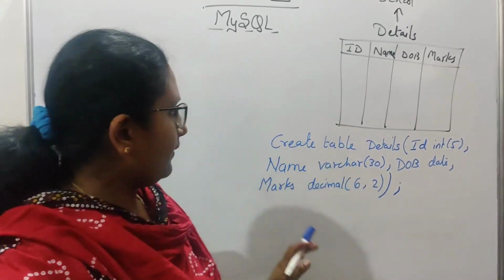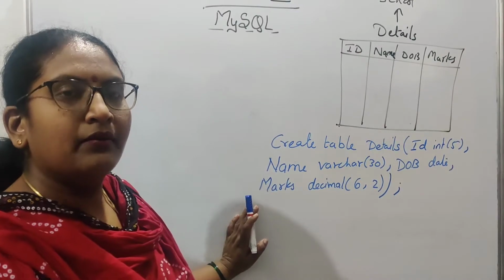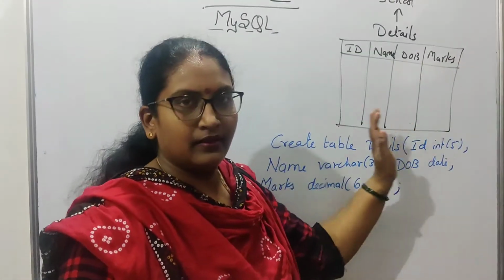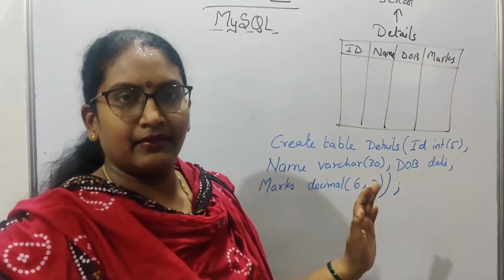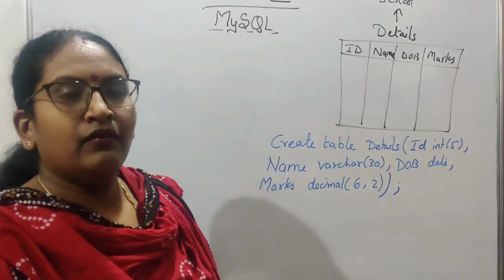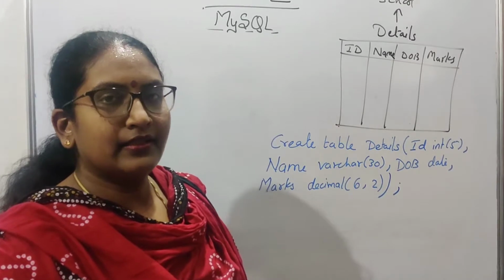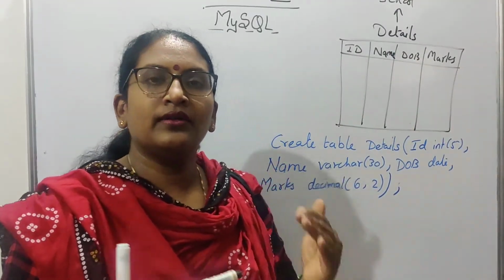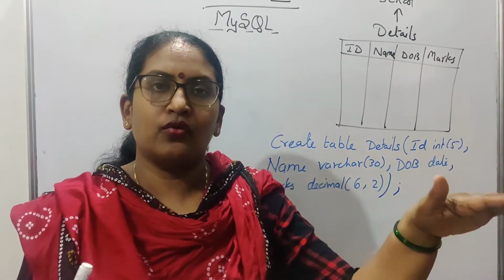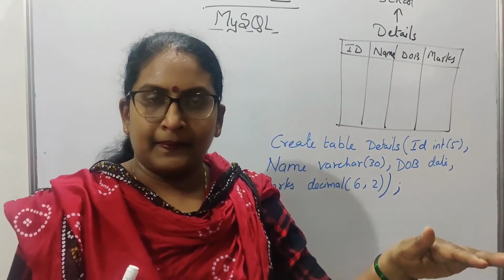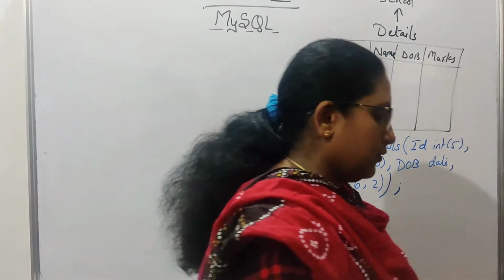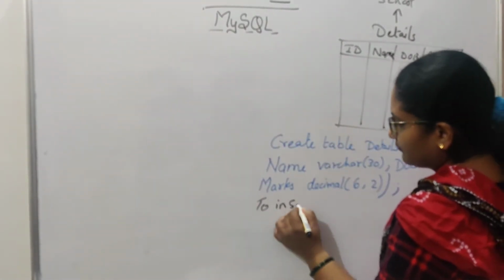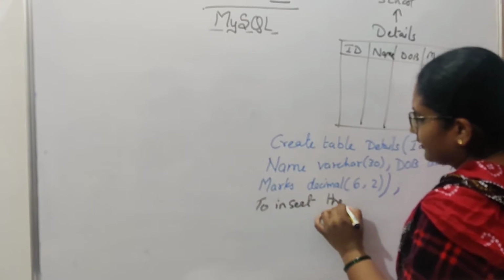Next is, now we have created a table. Now you have to insert the values. This is the table. You have created the table, right? Now we want to insert the values, insert the rows. In this you have to insert each row individually. How to insert the rows?